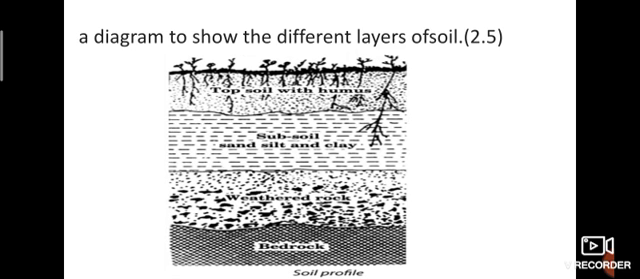So, some of them draw the diagram, some of them miss it. Listen, these are the layers of soil. First one, topsoil with humus, subsoil, and sand, silt and clay soil. Next one, weathered rock, bedrock, which means horizon A, horizon B, horizon C and parent rock. Okay.